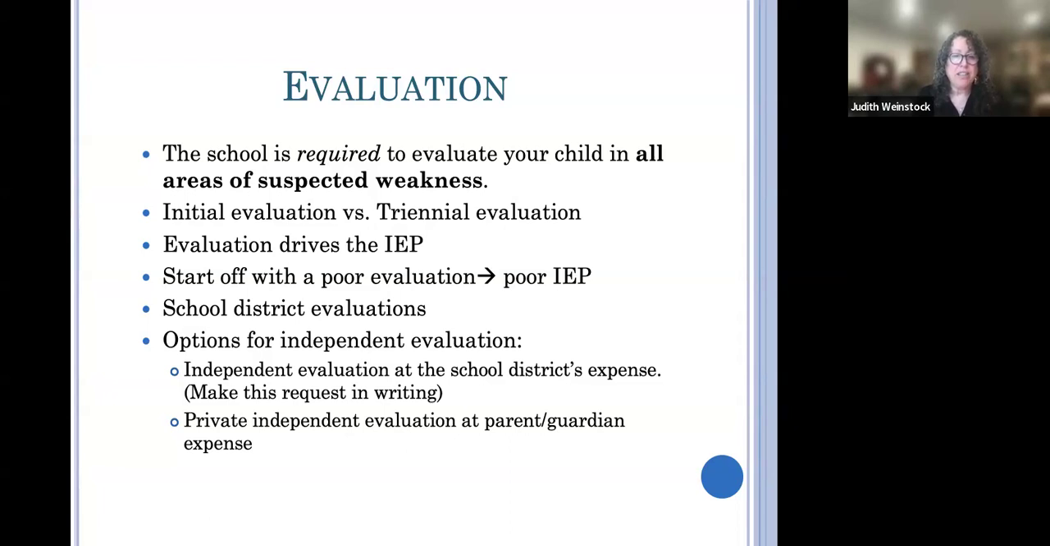One is an independent evaluation at the school district's expense. And this is made after the school has conducted their own evaluation and the parent requests in writing that independent evaluations take place at the school district's expense. But there's also another type of independent evaluation, and that is just basically a private independent evaluation that's at the parent or the guardian's expense.